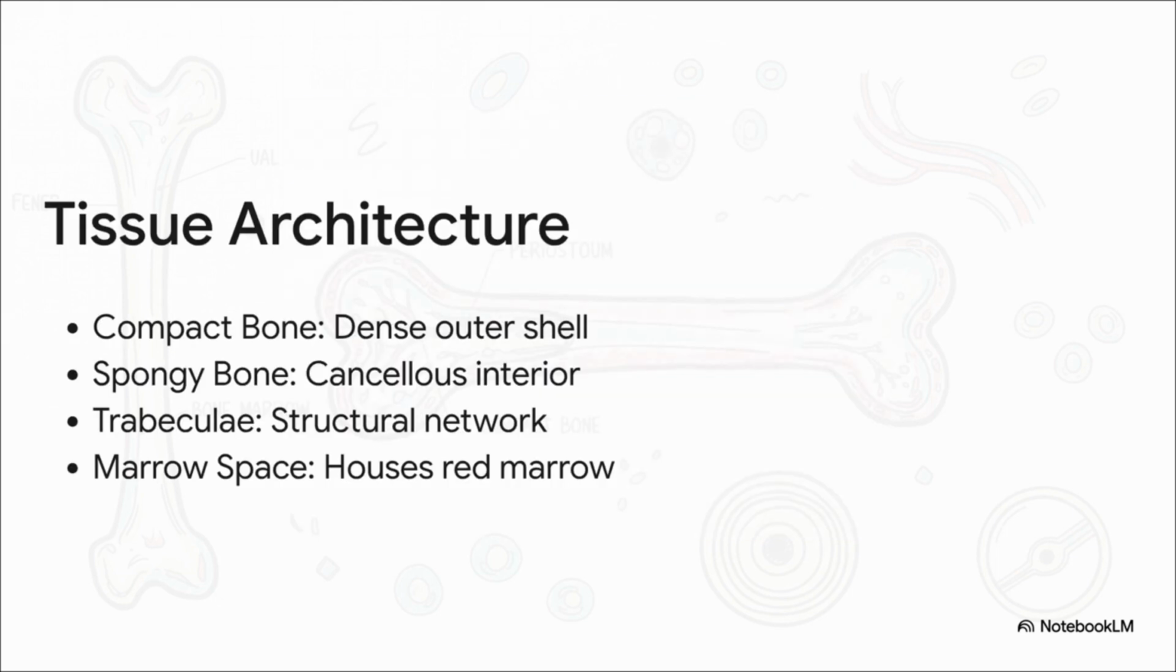Let's zoom in even further and break down the specific tissue microarchitecture itself. We know the compact bone does the heavy lifting, creating that incredibly dense outer shell. But remember the expanded epiphyses? Inside them, we find the spongy bone. It's this cancellous, honeycomb-like interior that's much lighter. It manages to achieve structural strength without the heavy weight by using a lattice-like network of little struts called trabeculae. And nestled safely in the tiny spaces right between those trabeculae is where you'll find the vital red marrow.